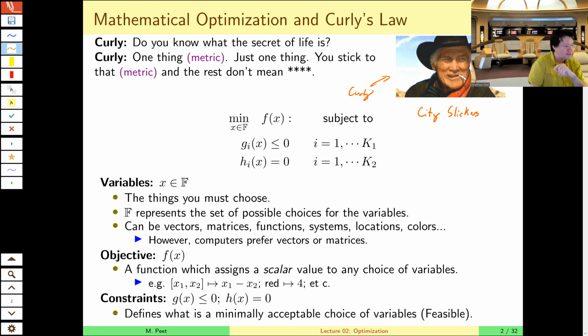Just one thing. And if you stick to that one thing, the rest doesn't mean anything, right? He put it more colorfully, but that's Curly's statement. But there's a lot of wisdom in that, right?